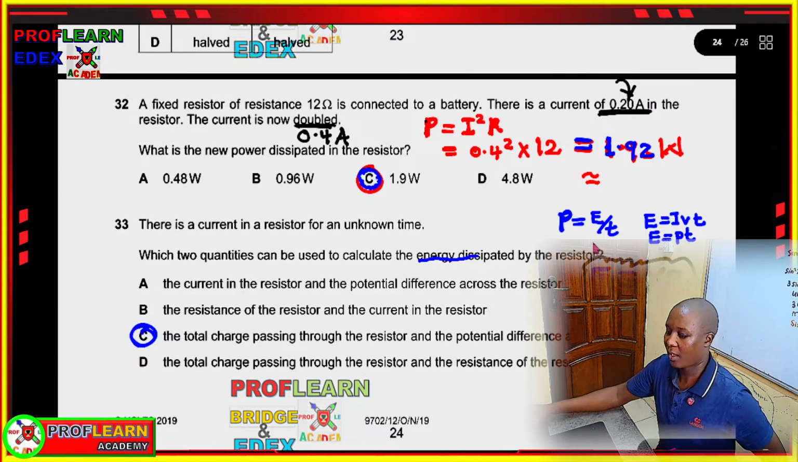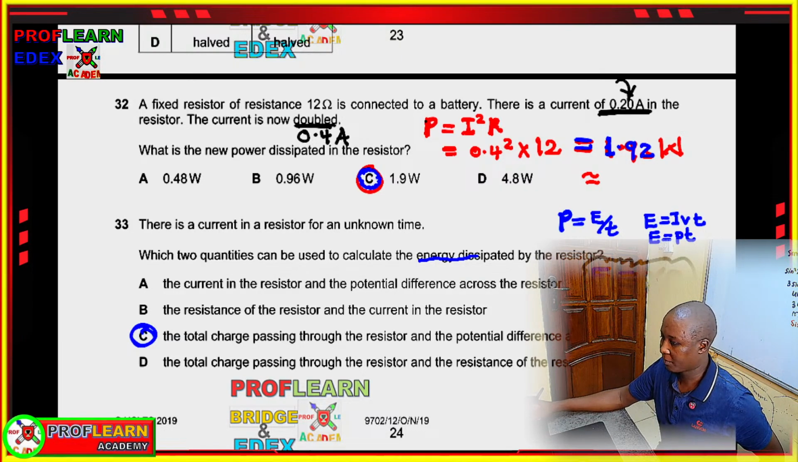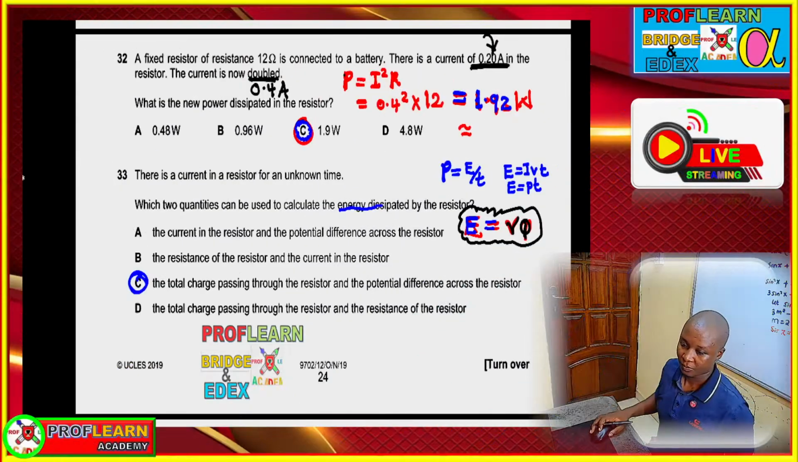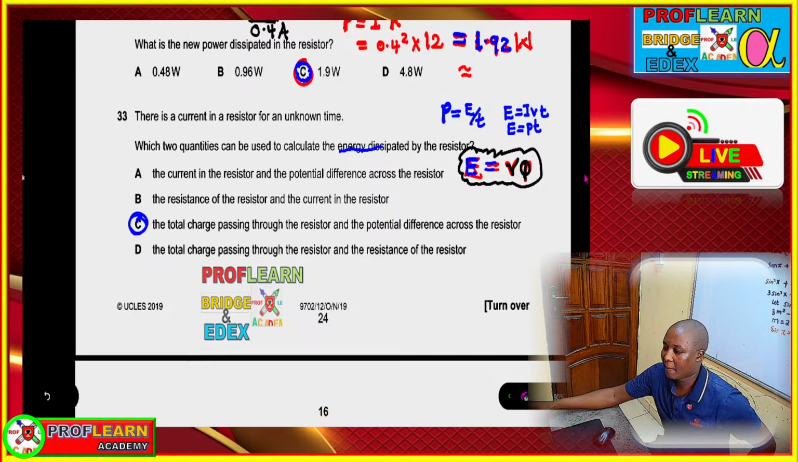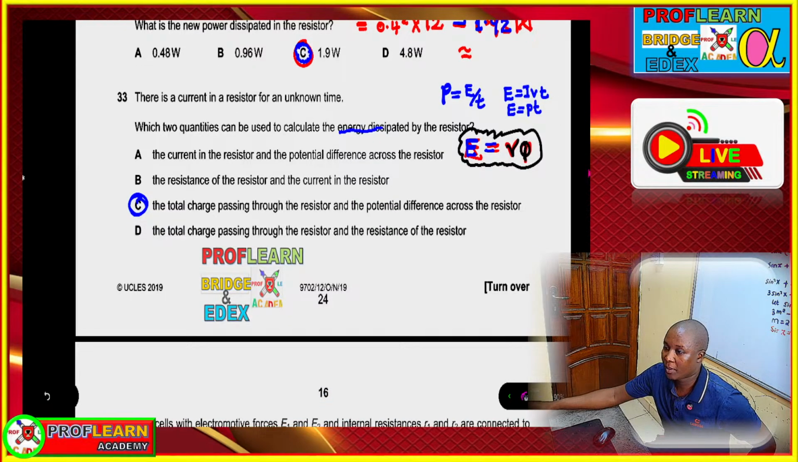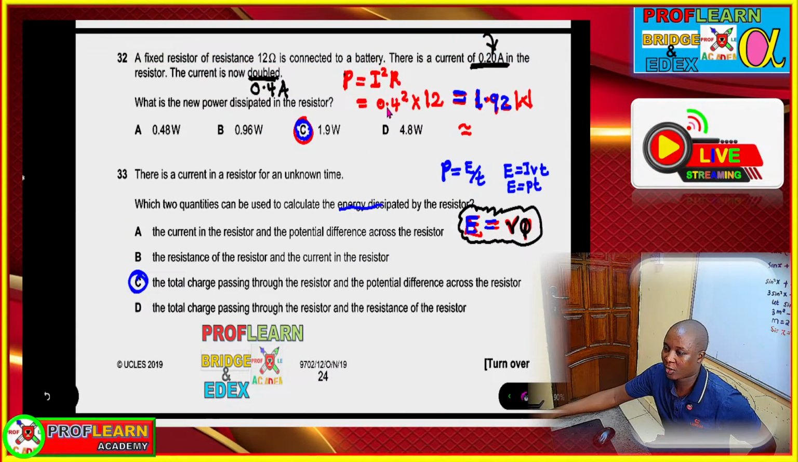So once you have that, we can comfortably say that this is going to be I squared, which is 0.4 squared times the resistance of the resistor, 12, and that is going to be 1.92, which is 1.9 watts.